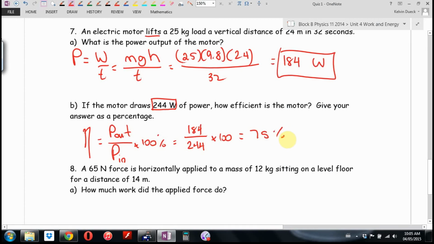Which, by the way, tells me this is probably an electric motor, because electric motors are far more efficient than internal combustion gasoline motors. Gasoline motors are terribly inefficient.